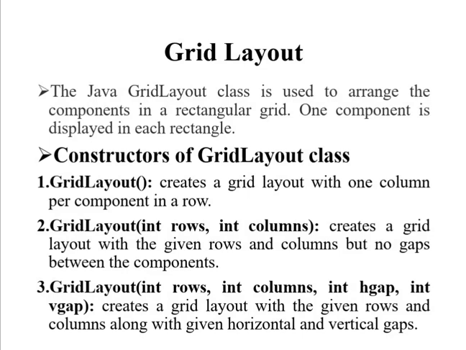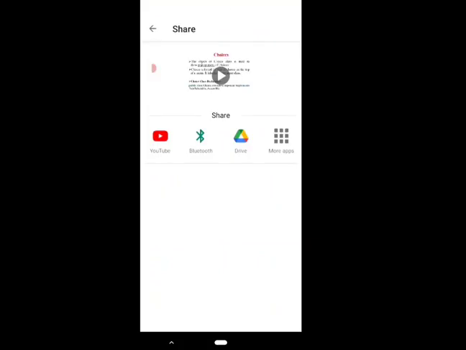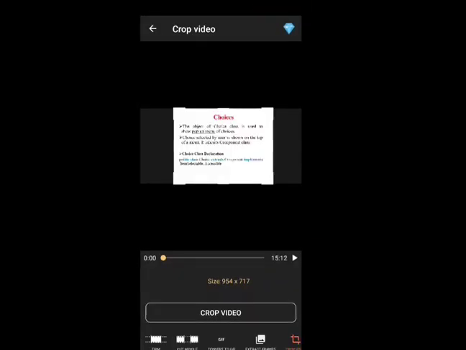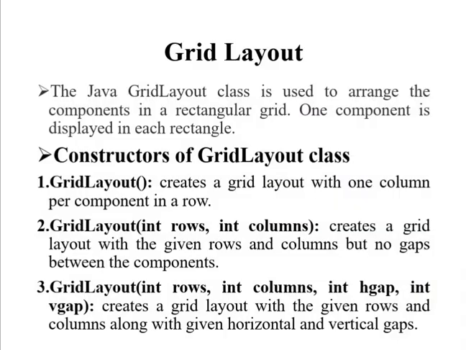Next is GridLayout(int rows, int columns), which creates a grid layout with the given rows and columns but no gap between the components. The third one is GridLayout(int rows, int columns, int hgap, int vgap), which creates a grid layout with the given rows and columns along with the given horizontal and vertical gap. These are the constructors used for the grid layout class.